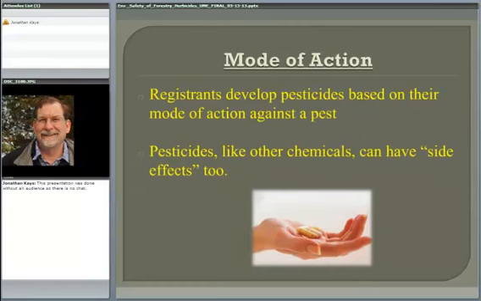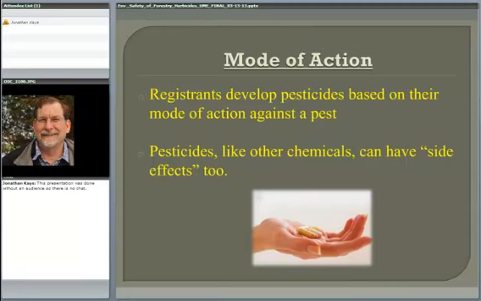Pesticides, and again, herbicide being a type of pesticide, like any other chemicals, can have side effects. And we do want to be careful about that. You can make an analogy to prescription drugs. There's been a lot of research done on that prescription drug to find out its mode of action, how it works, what dosage should be, so that it solves the problem. But in many cases, there may be side effects.